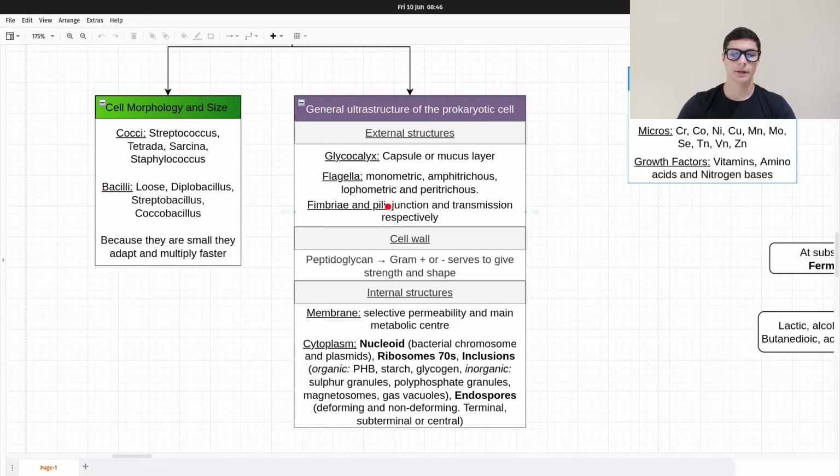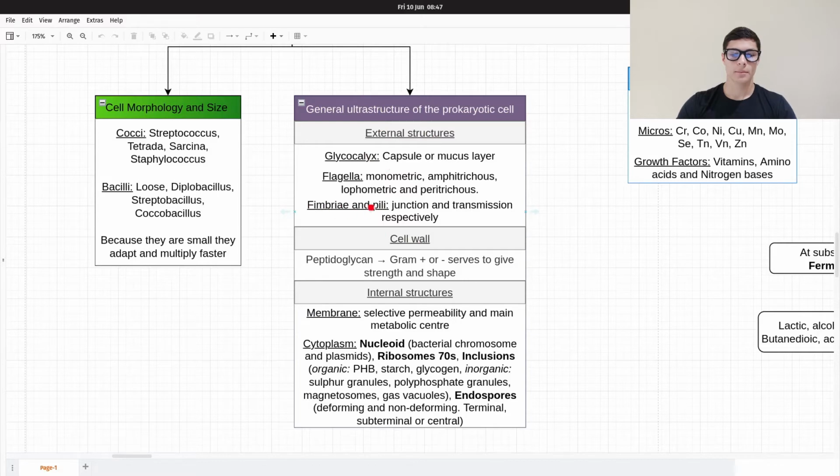The lophotrichous, that means there are more than one flagella on the same pole. For example, from here a lot of flagella from the same pole. And peritrichous, that means that all around the bacilli we have flagella, but that can be also in cocci too. We're talking about bacteria in here. So peritrichous is flagella all around the structure, all around the cell wall.